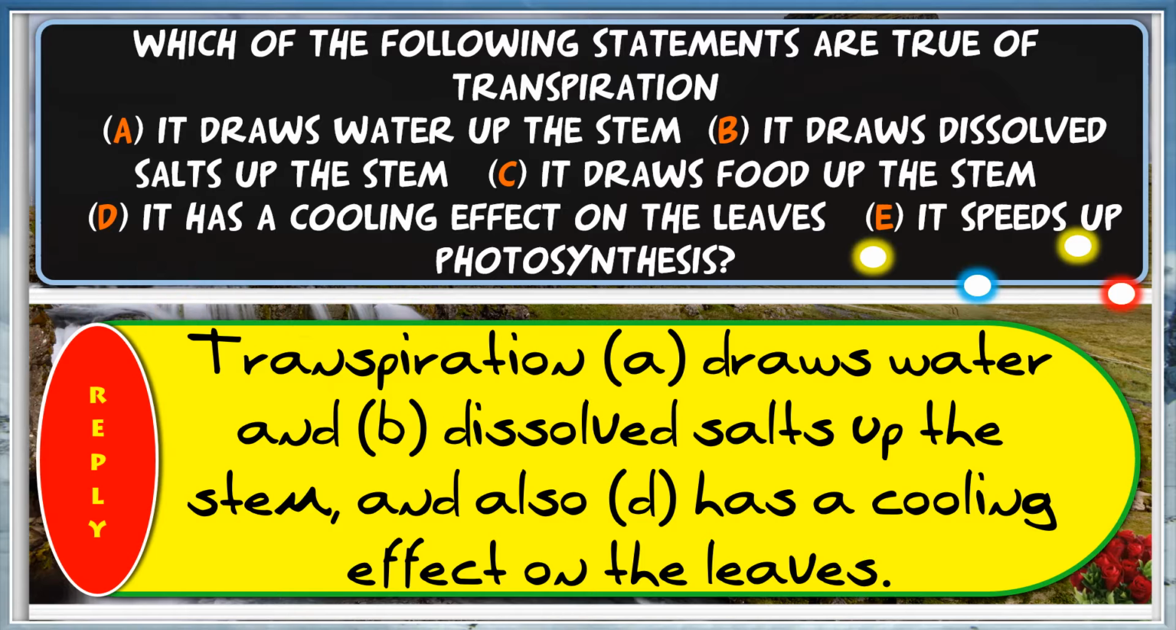Transpiration: part A, draws water, and part B, dissolved salts up the stem. And also part D, it has a cooling effect on the leaves.